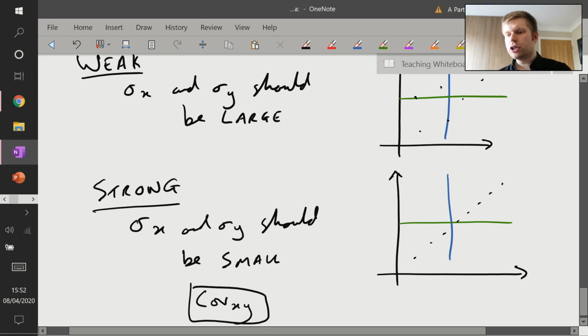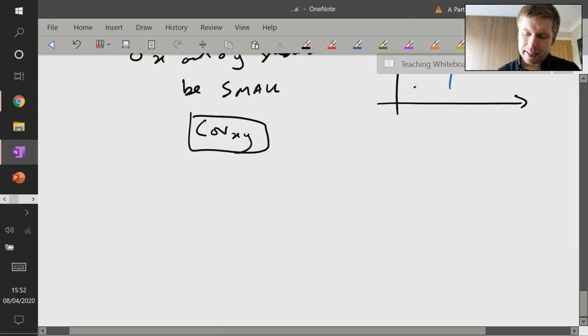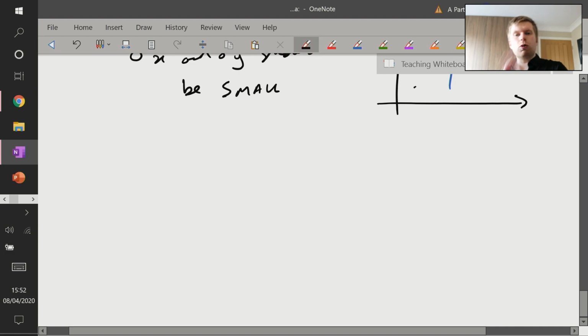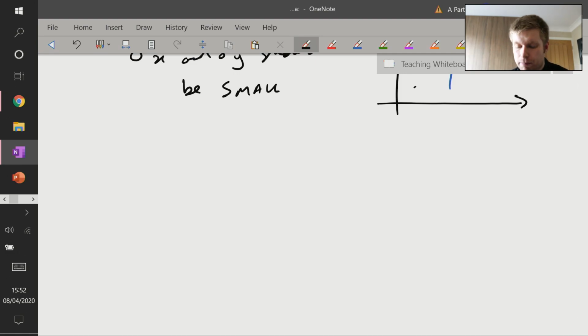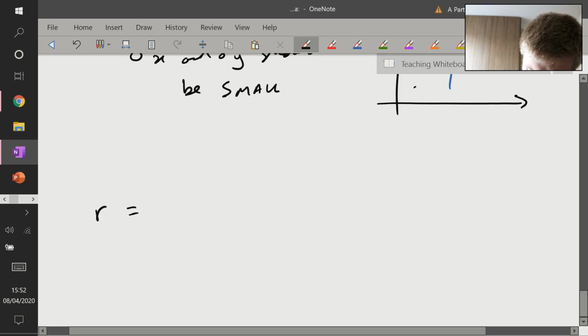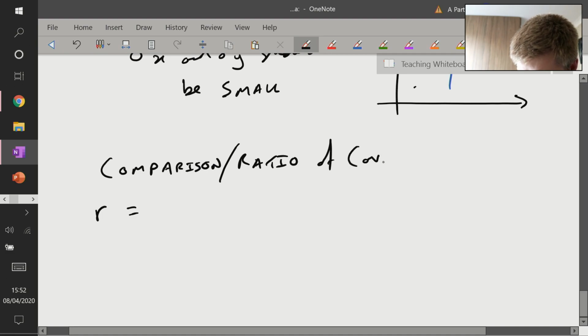So what I'm going to try and do is put these ideas of covariance together and also standard deviation together and compare them, so I can get some meaningful understanding of what's happening with my correlation. So R, and the reason why I call it R, is it's just simply a comparison or a ratio of my covariance to my sigma X and my sigma Y.